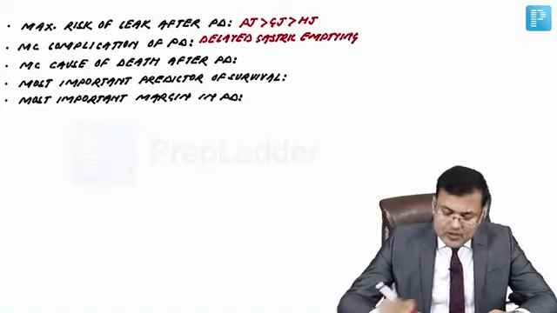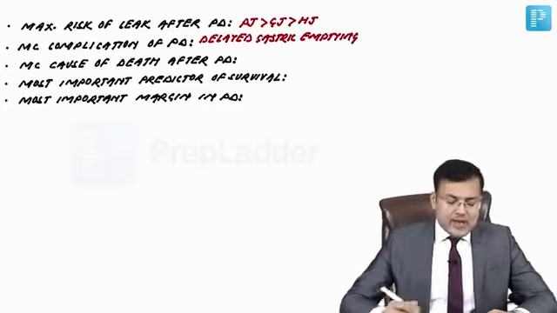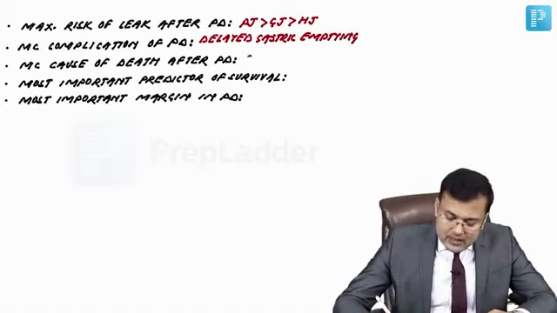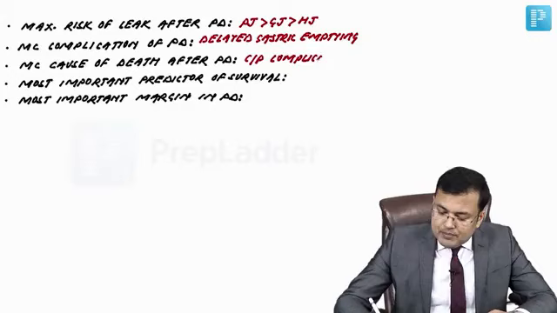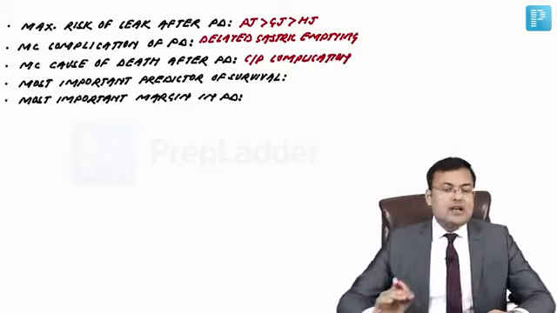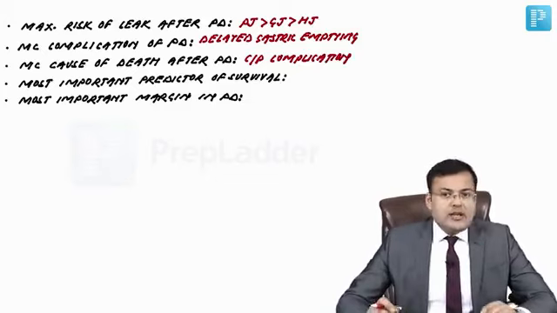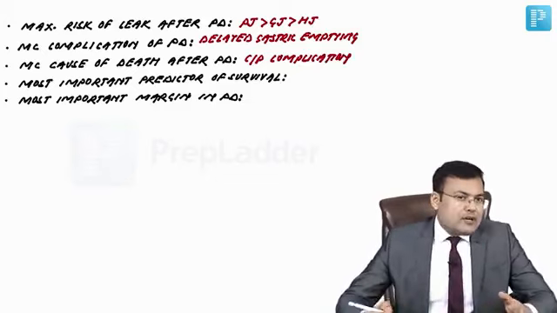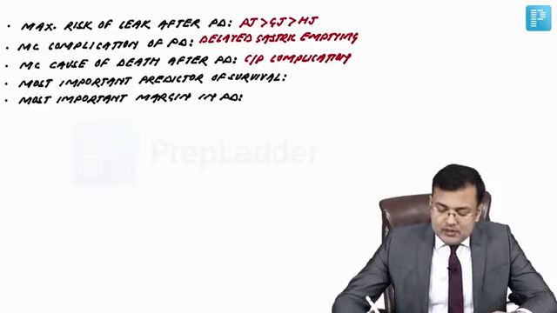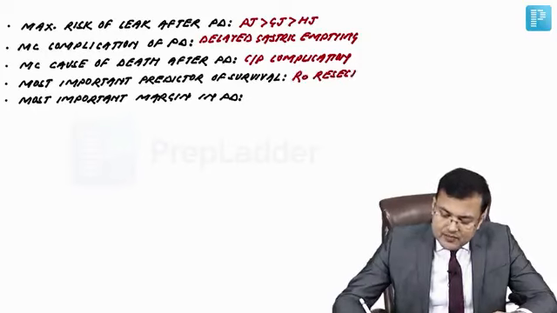Clear? What is the most common cause of death after pancreaticoduodenectomy? That is cardiopulmonary complications. Some patients are going to expire because of myocardial infarction. So this is cardiopulmonary complication. Most important predictor of survival, complete tumor resection. So that is R0 resection.